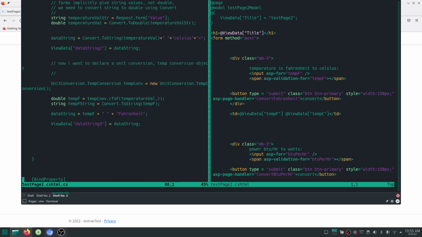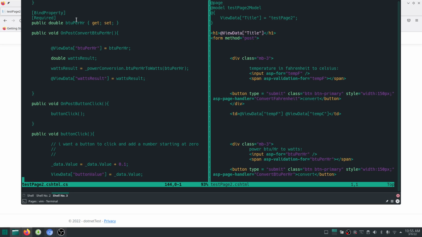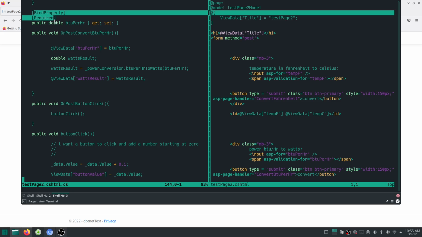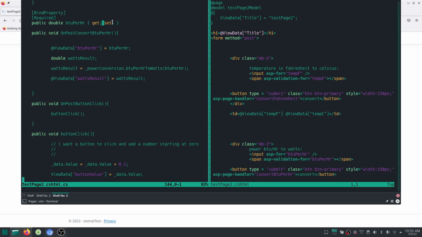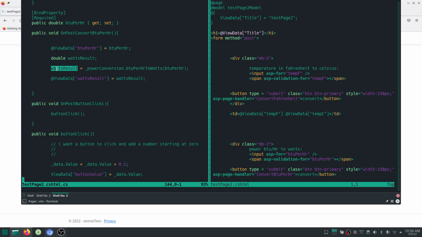And then what happens when we convert BTU per hour? I actually have a property which is bound called BTU per hour. I have get and set methods here. So this is a property, and I bind the property to a button. We've gone through how to do that before. And the button is called convert BTU per hour. So the view data here will be the BTU per hour that the user puts in, this BTU per hour property. And then the result is this power conversion, BTU per hour to watts.